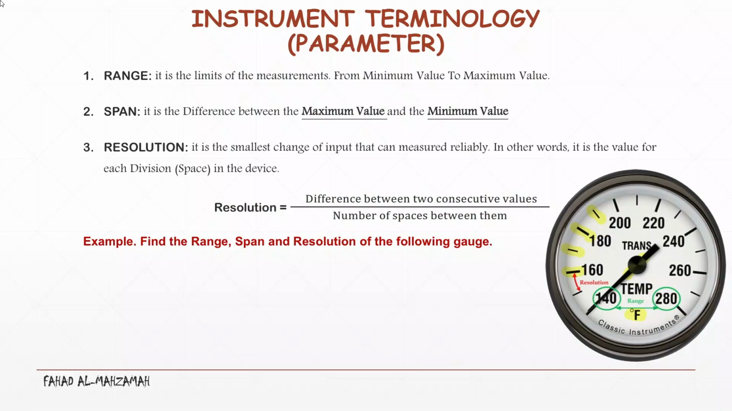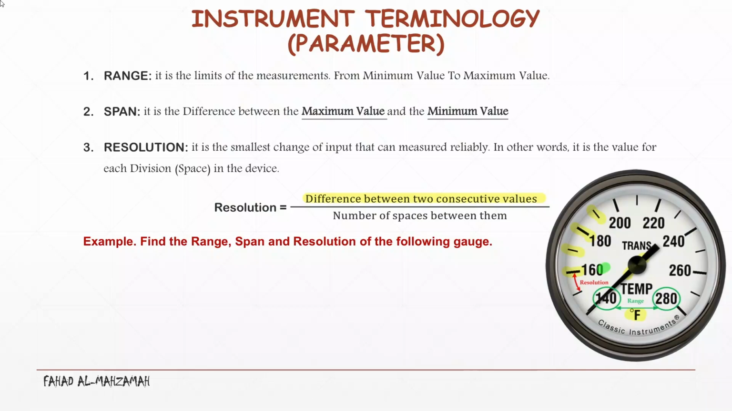So easily, it says find the range, span, and resolution. Now, the range and span will be very easy. Let me explain the resolution. What does it mean? Difference between two consecutive values. What are these consecutive values? What do I mean by them?